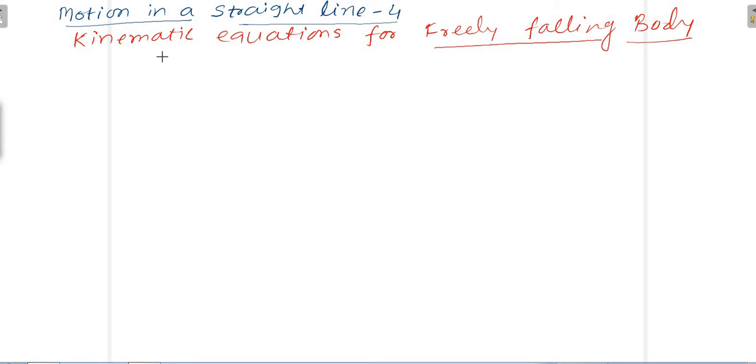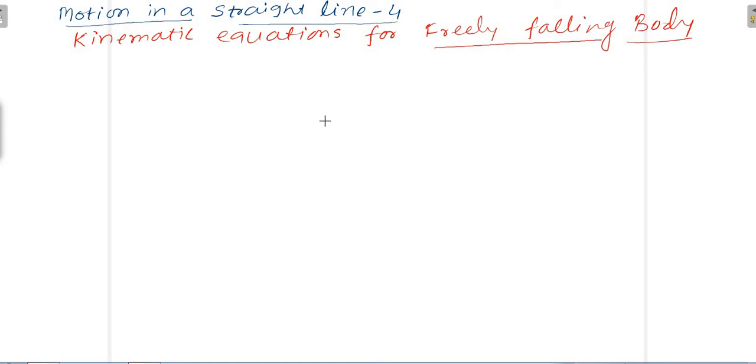Hello friends. So in this next part of unit 3 of the 11th physics NCERT book, that is motion in a straight line, we are now going to discuss the kinematic equations for a freely falling body. Here we are discussing motion in one dimension, where so far we have mostly discussed horizontal motion along the x-axis. But if an object is thrown upward or falling freely, it has vertical up-down motion.